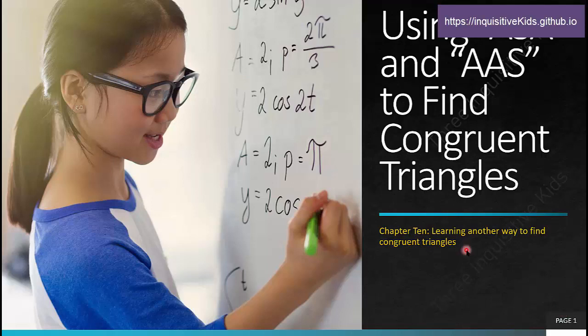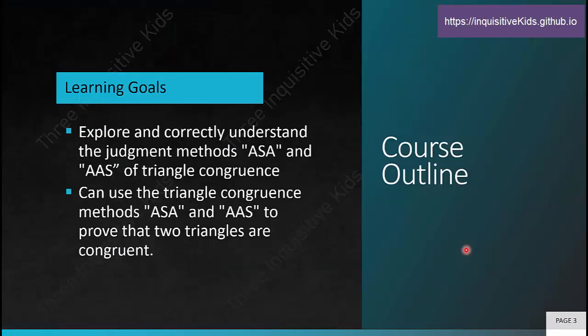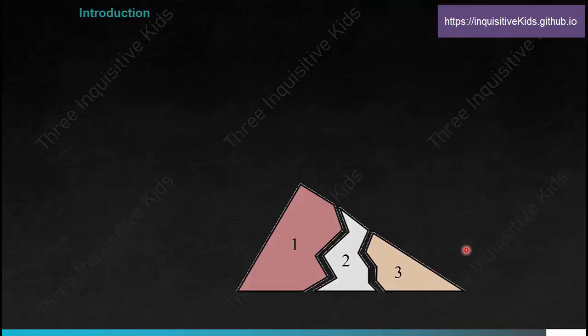Welcome back everybody, and in this lesson we're going to be learning how to use ASA and AAS to find congruent triangles. Chapter 10, Learning Another Way to Find Congruent Triangles. The two learning goals for today are to explore and correctly understand the judgment methods ASA and AAS of triangle congruence, and to use the triangle congruence methods ASA and AAS to prove that two triangles are congruent.